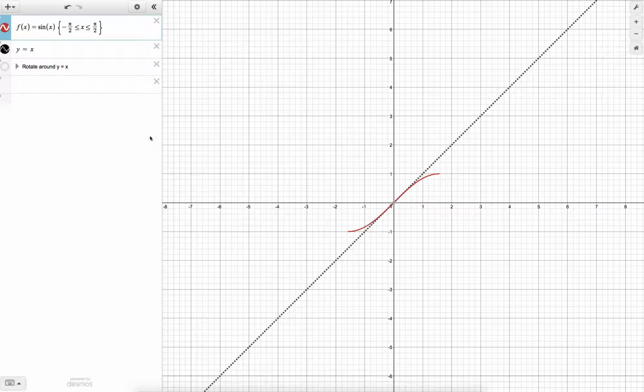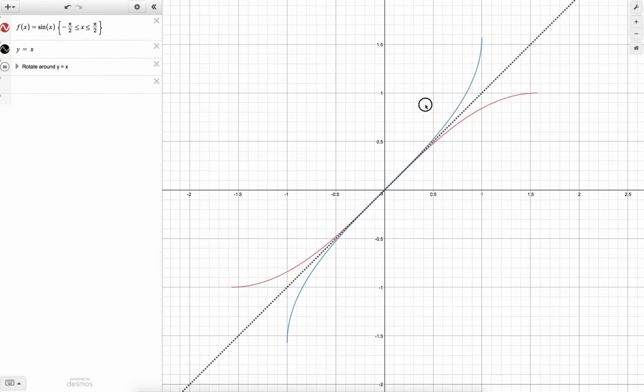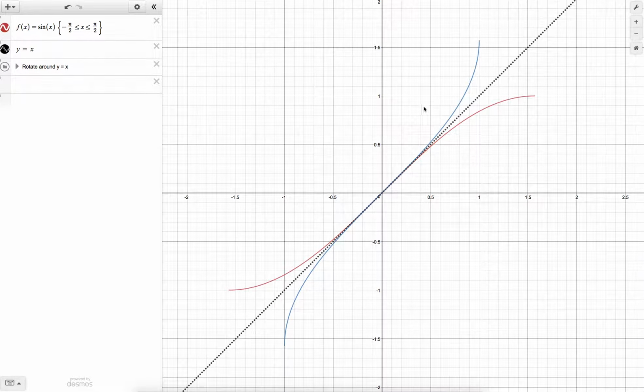I've created this button over here, and I'm going to take this graph and flip it around the dotted line. Okay, so that's what we get here. Let's zoom in and take a closer look. Here the dotted line is y equals x, and you should see that the red and the blue lines are mirror images of one another. Here's the red and here's the blue.